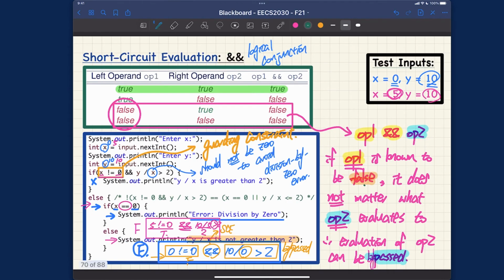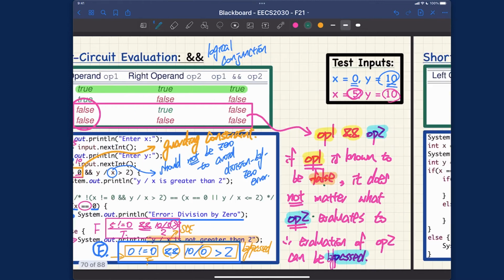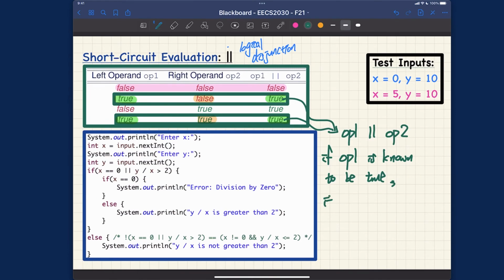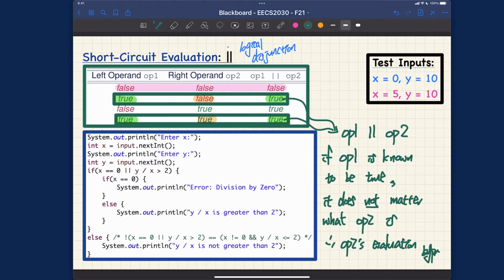In that case, does it really matter what operand 2 is? You know, it does not matter, right? It does not matter what operand 2 is. Therefore, operand 2's evaluation is bypassed. Bypassed. Okay, let's now highlight the ones you want to pay attention to.